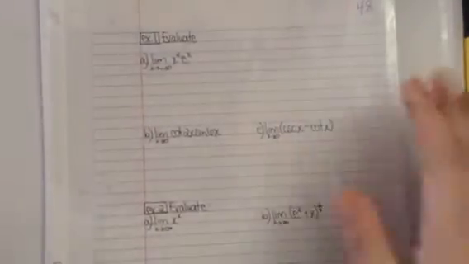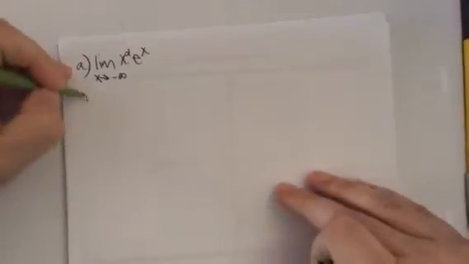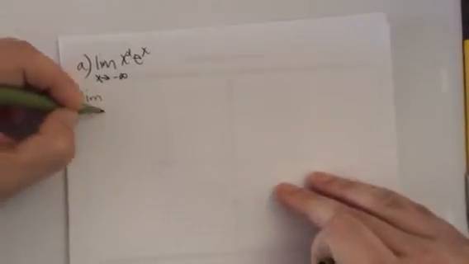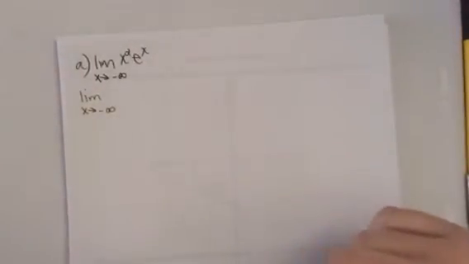So let's look at this page 48. I'm going to try and do all of these. Let's see if my brain is still with me. So this is not a quotient. I have to make it into a quotient, and there's 2 ways I can do that. Well, we should first check if it's an indeterminate form, right?